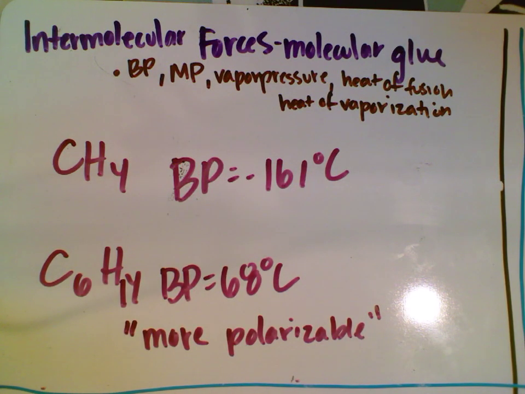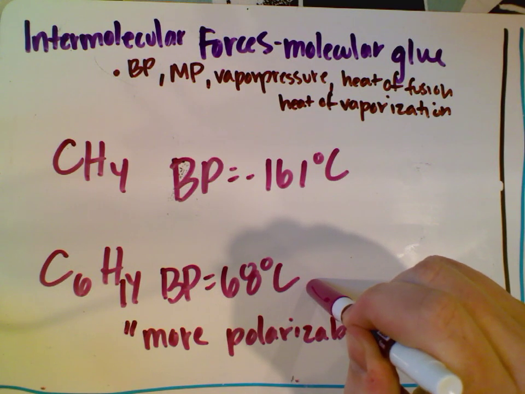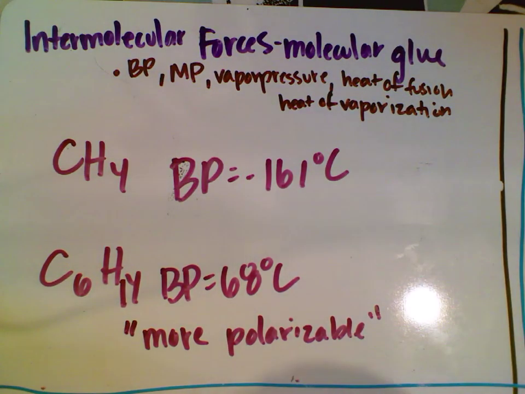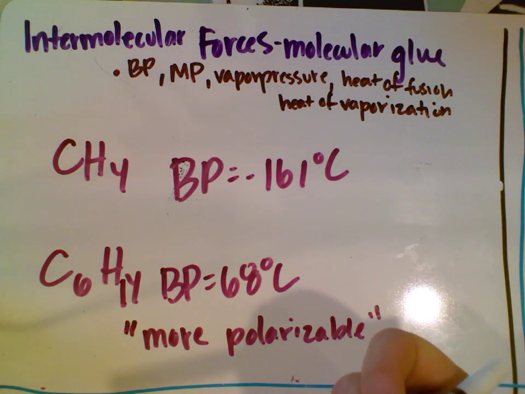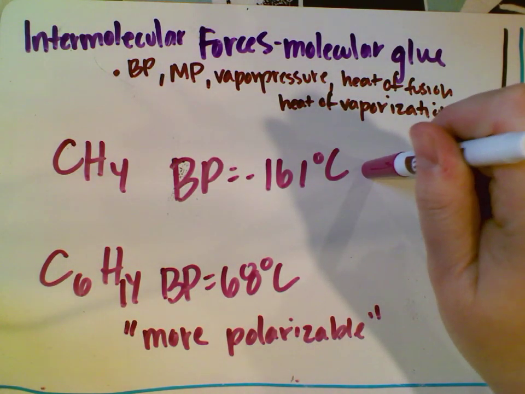And so we'd explain the difference between the boiling point of C6H14 and CH4 by saying that the boiling point of C6H14 is higher because it has stronger London dispersion forces, because it has more electrons and is more polarizable than CH4, which has fewer electrons.